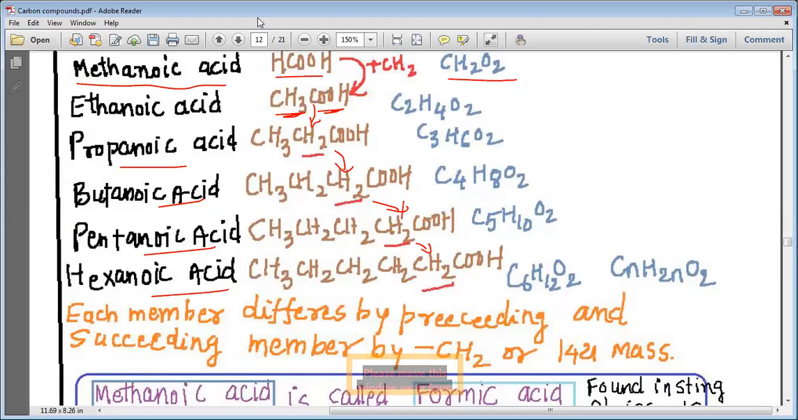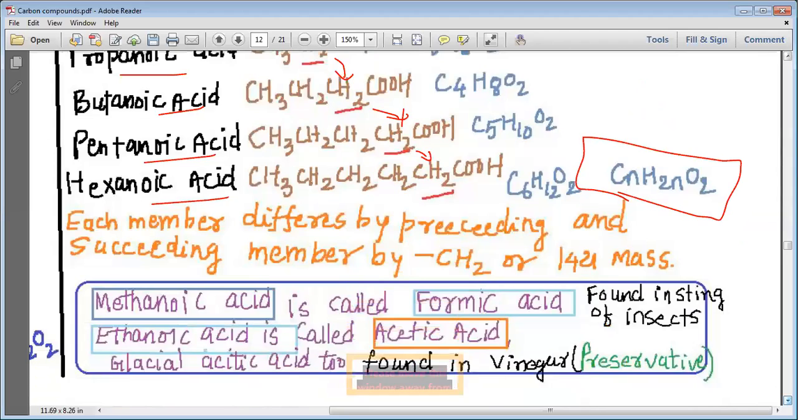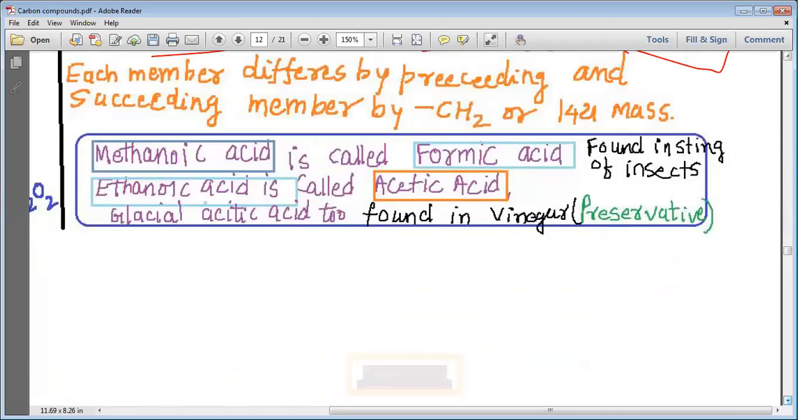So this is how we can see the methanoic acid, ethanoic acid, propanoic acid, butanoic acid, pentanoic acid and hexanoic acid in the homologous series of the carboxylic acid. Each member differs by CH2 or 14 u mass, my dear students. And for the homologous series of the carboxylic acid, we can write the general formula CnH2nO2 for all the members of the homologous series.